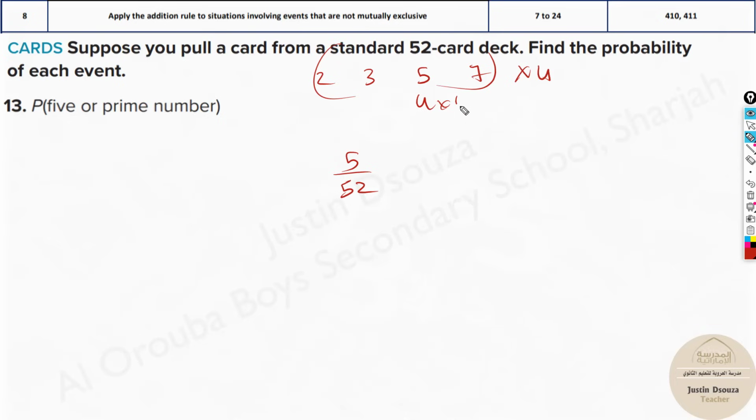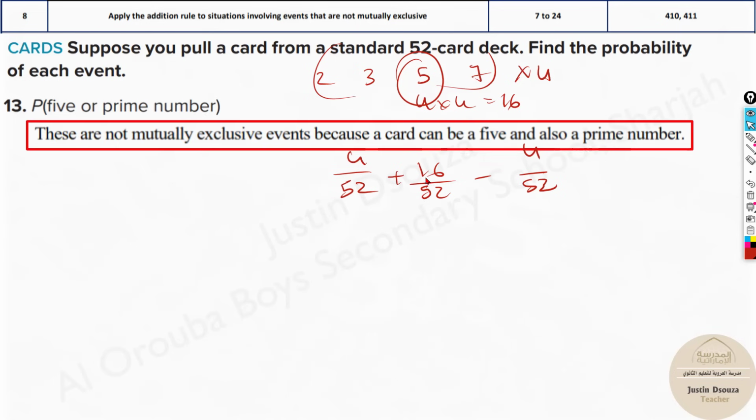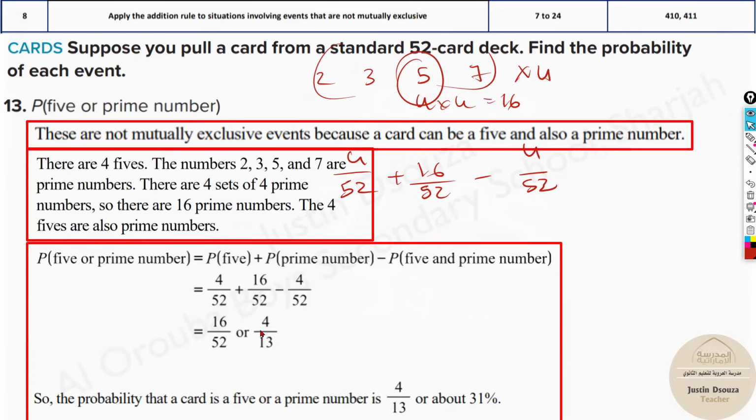So the entire thing multiplied by 4 times 4 is 16. So we have to add 16 by 52, minus the common, which is prime number and 5. There are only 4 fives, so this is also 4 by 52. My bad. So there are 4 cards which are 5, by 52, and 16 total prime numbers in a standard deck of cards, minus the common 5 and prime number, it's 4 by 52. So the answer is 16 by 52. So that will be the answer.